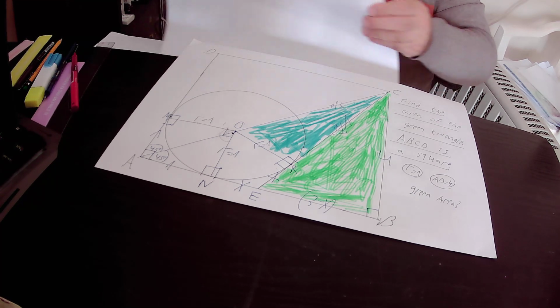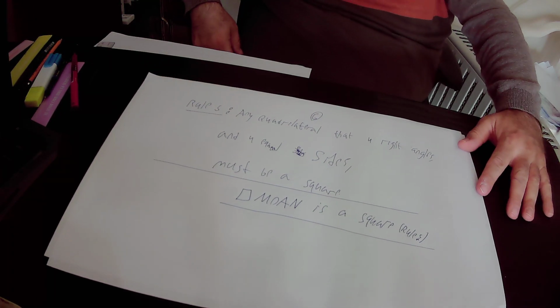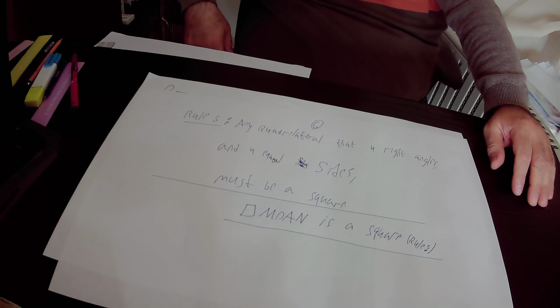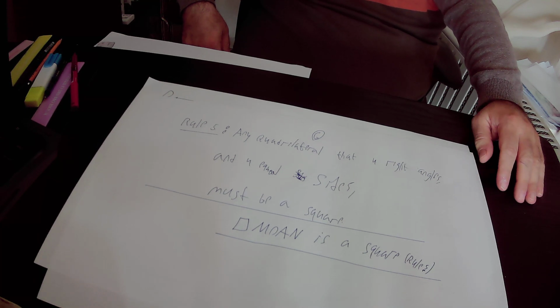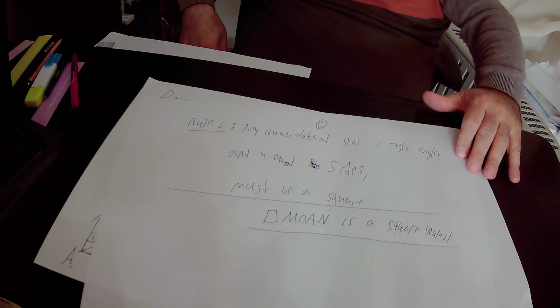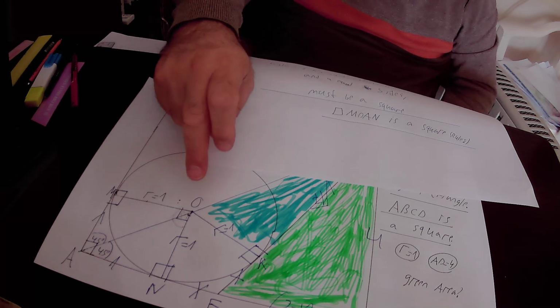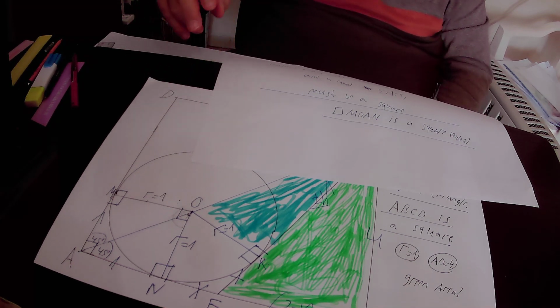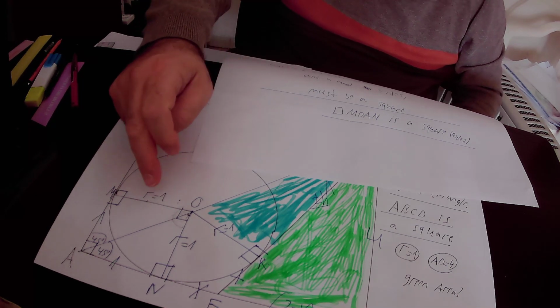And we also have rule number 5. Rule number 5 states that any quadrilateral that has four right angles and four equal sides must be a square. And because we have found out that quadrilateral MOAN has four right angles and also four equal sides, we will conclude that according to rule number 5, quadrilateral MOAN is a square.